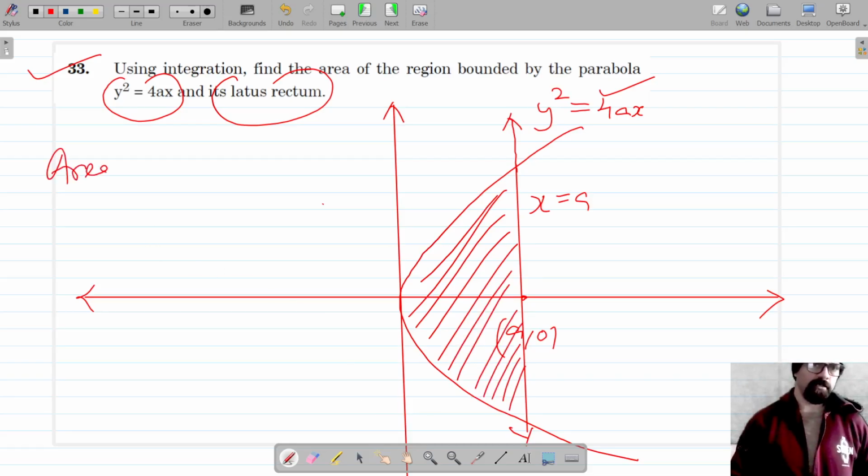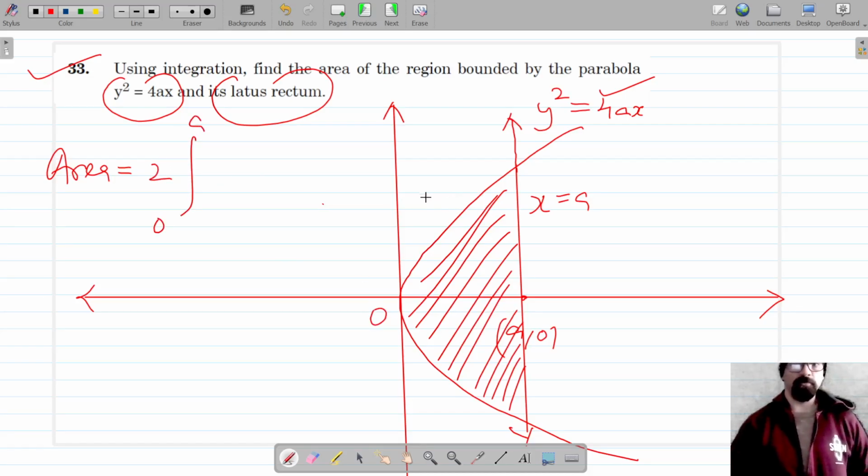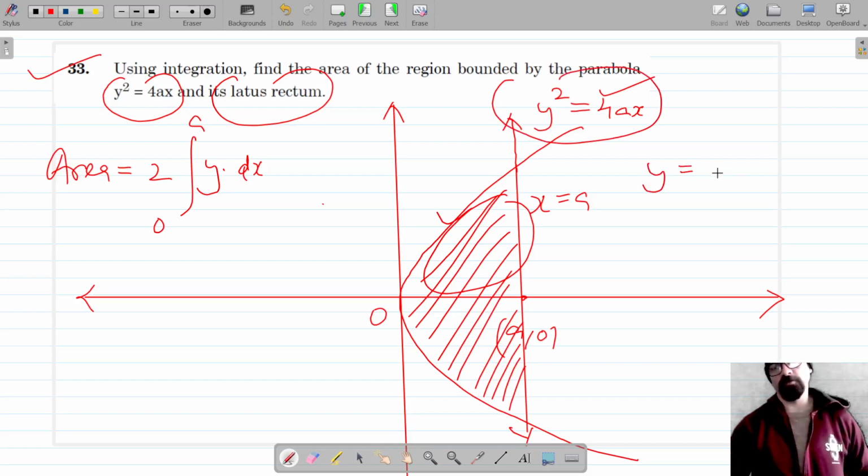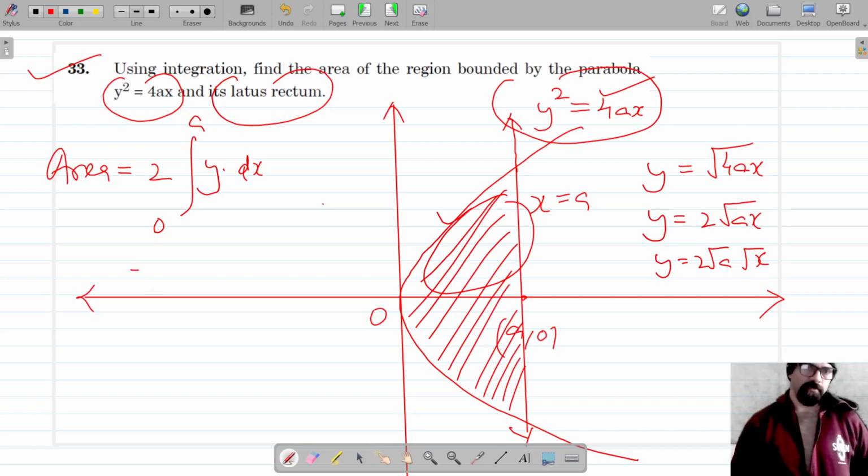So the required area is equal to, because this region is symmetrical about the x-axis, I can take the limit 0 to a and 2 times. I'm going to find the area of this region and multiply it by 2, and it's y into dx. The value of y we get from here: y is equal to root 4ax, which gives y is equal to 2 root a into root x. So I can write here 2 times integral 0 to a of 2 root a root x dx.